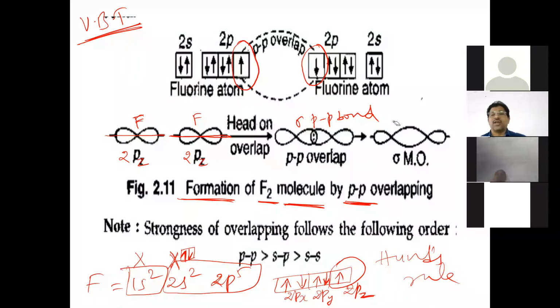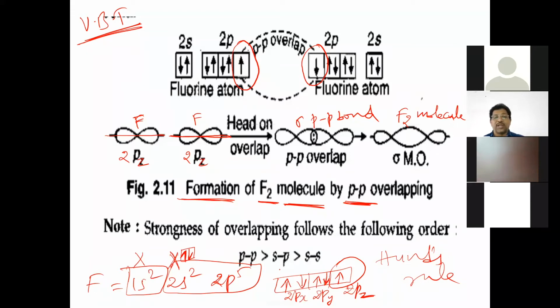So then we got the F2 molecule. The F2 molecule is produced from 2 atoms of fluorine. 2 fluorine atoms combined to form the F2 molecule by pp overlapping.